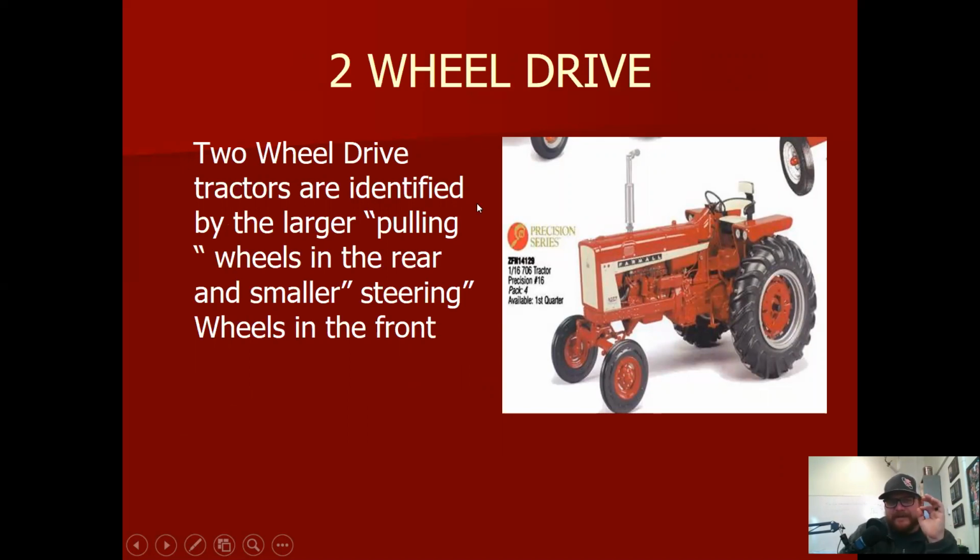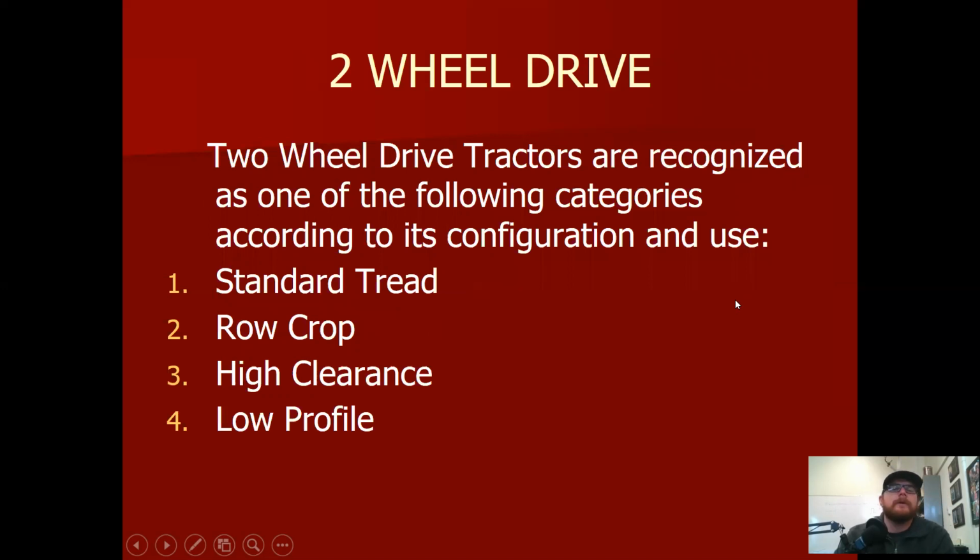So when we deal with two-wheel drive tractors, we can identify these things as pulling tractors. They're larger tractors, larger rear wheels, smaller front wheels typically are going to be on the front. Like you can see here, this is obviously a little bit older tractor, but the same things still do apply. They do make tractors right now that are two-wheel drive for situations where you just don't need that extra weight, that extra pulling, that extra power there.